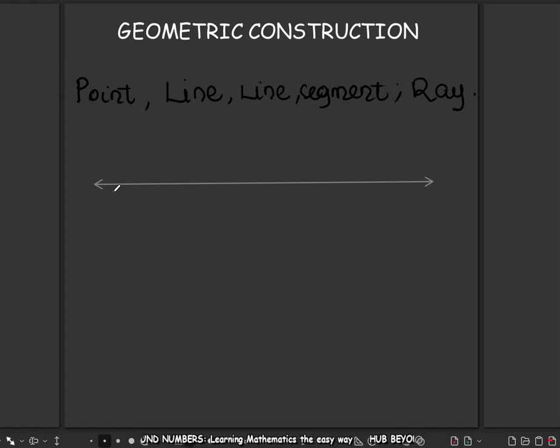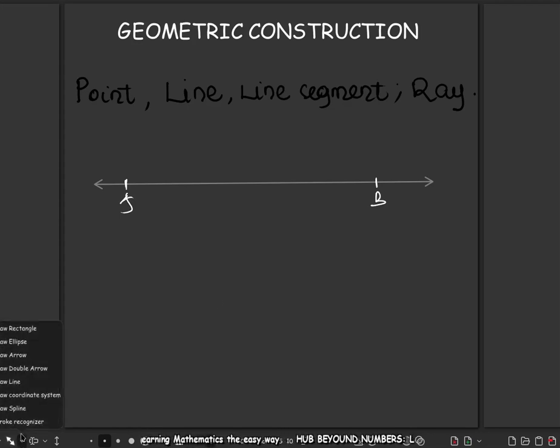Now, it is from a line that we get what we call a line segment. A line segment is simply a part of the line with two endpoints. If I take a part of this long line over here, I want to start from here and end here. I'll call these points A and B. Then this has now become a line segment.